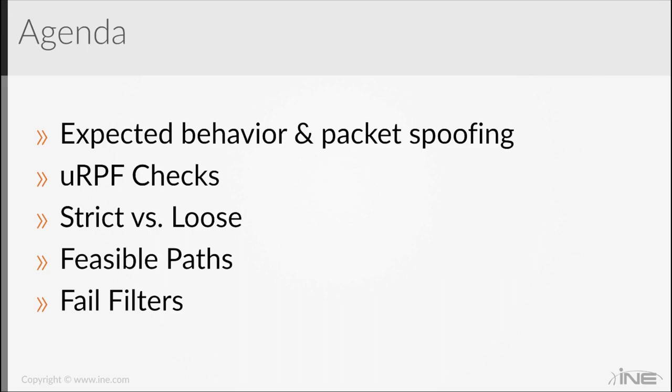We're going to discuss the two URPF modes, strict versus loose, and how they deal with spoofed packets. We're going to learn about the feasible paths feature offered in Junos to support asymmetric routing. And we're also going to learn about fail filters, or URPF fail filters to be more specific. All right, let's begin.